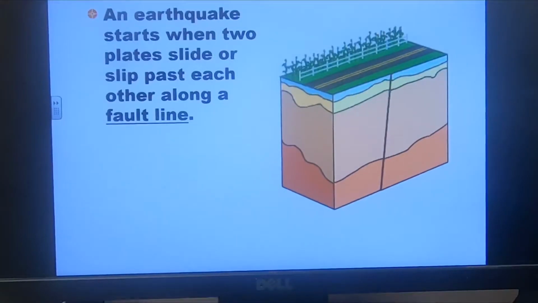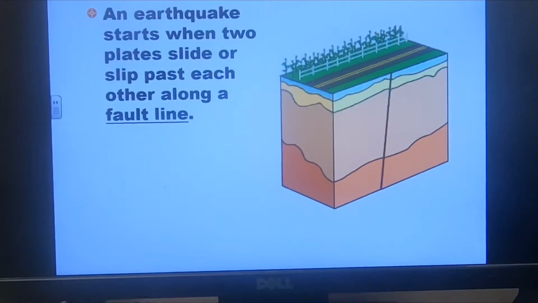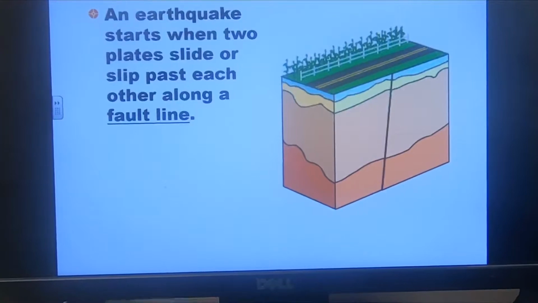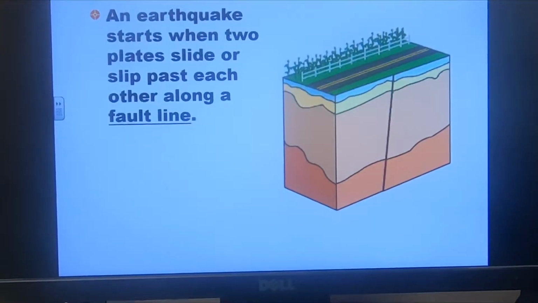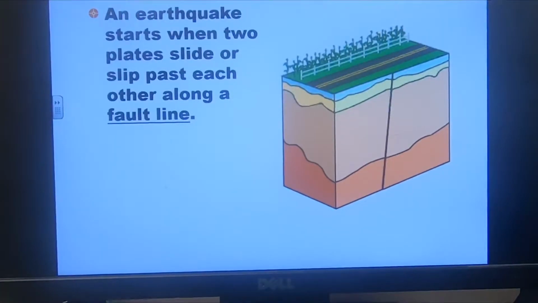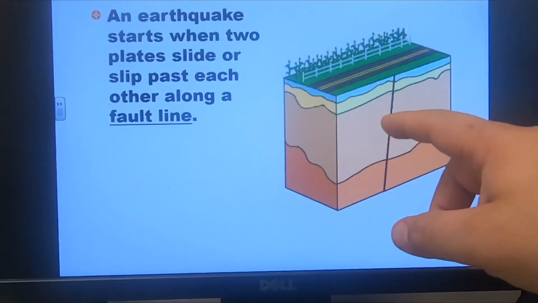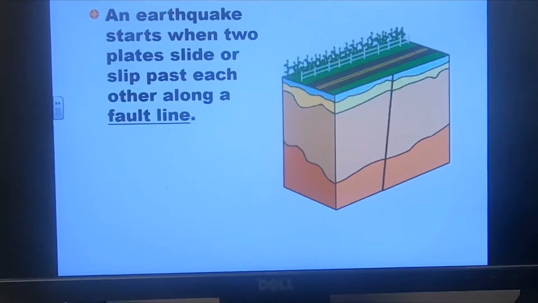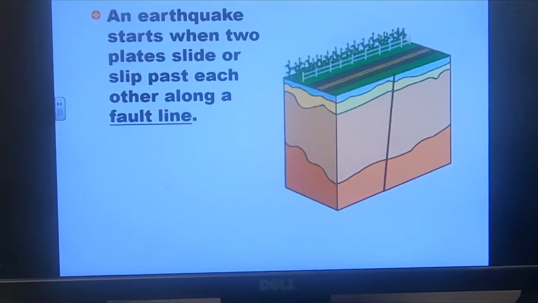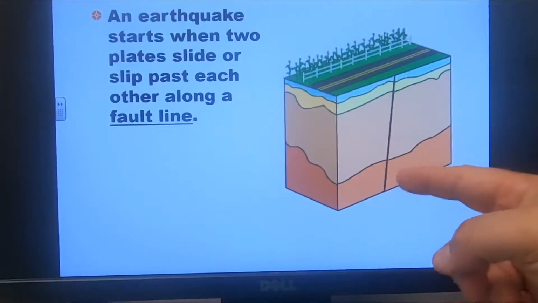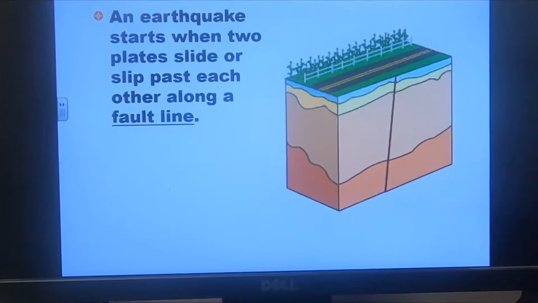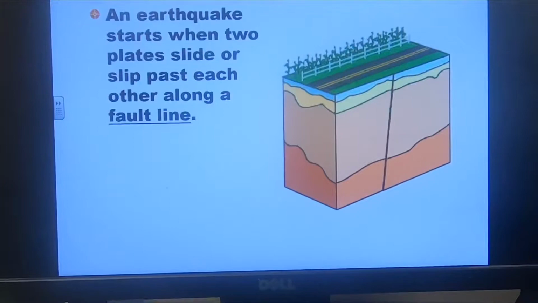Now, first of all, an earthquake starts when two plates slide or slip past each other on what's called a fault line. So if you look at the picture on the right, we have a road in the country, and now we have a breakdown of what it looks like underneath. Now we have different layers of the earth, as you can clearly see. We have layers of bedrock, layers of dirt and sand, layers of mud, and then of course our top layer. Now, you might notice that there is a crack here. This is called a fault line, and these cracks go all the way through our crust.